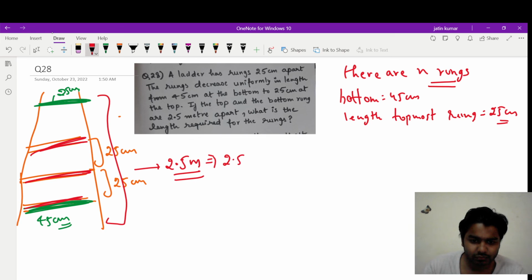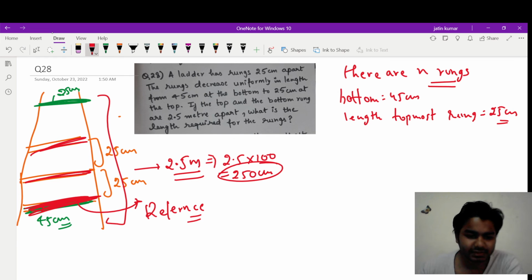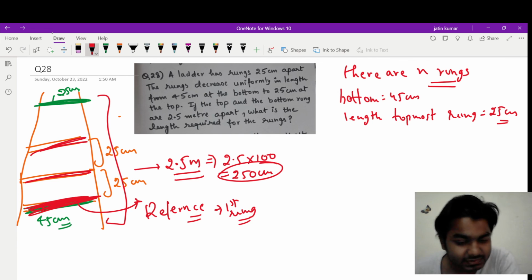So 2.5 into 100, it will be 250 centimeter, right? Now if I take the reference point, let's take the bottommost rung as the reference point. Let's take the first rung as the reference point. What is the distance of the second rung from the first rung? Can I say 25? The distance is 25.